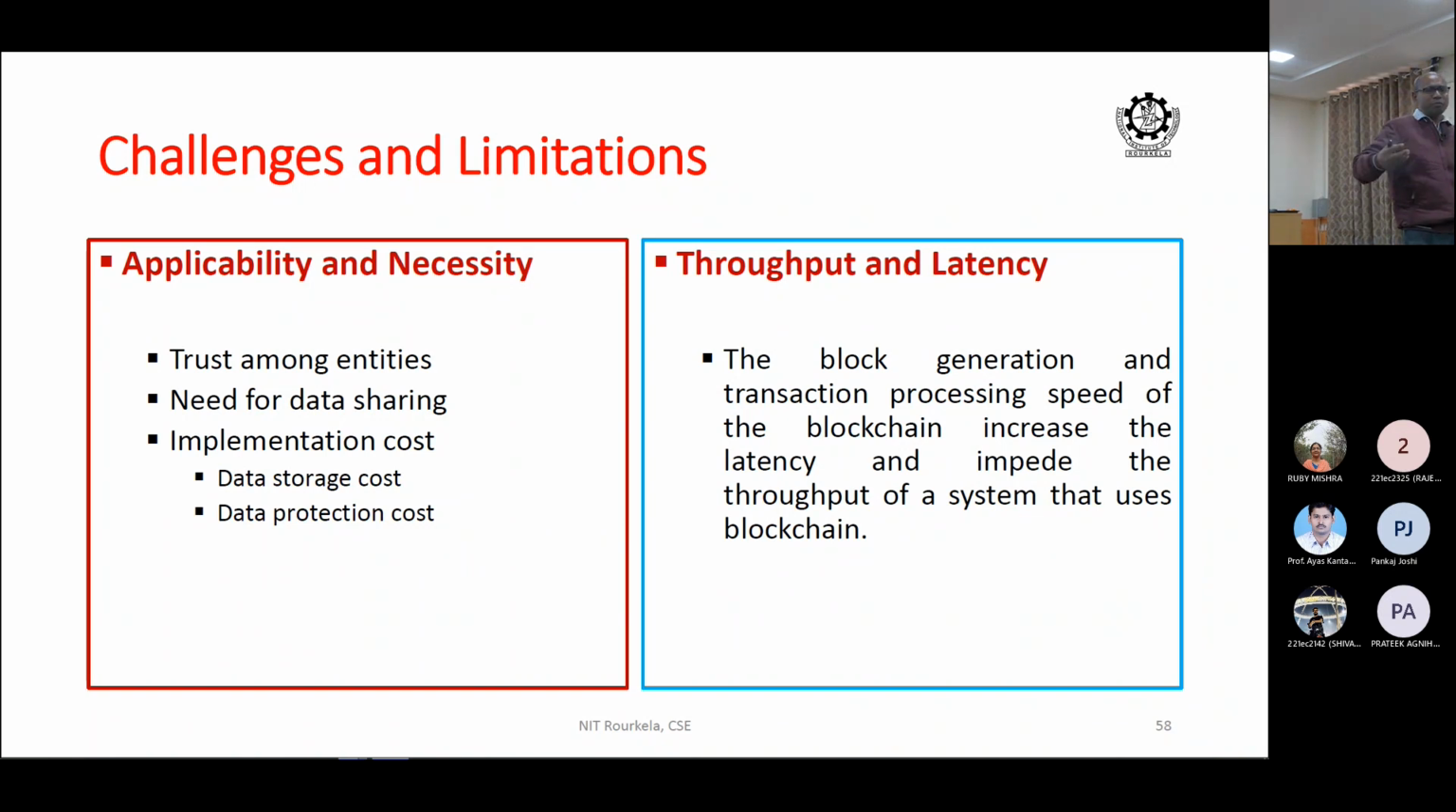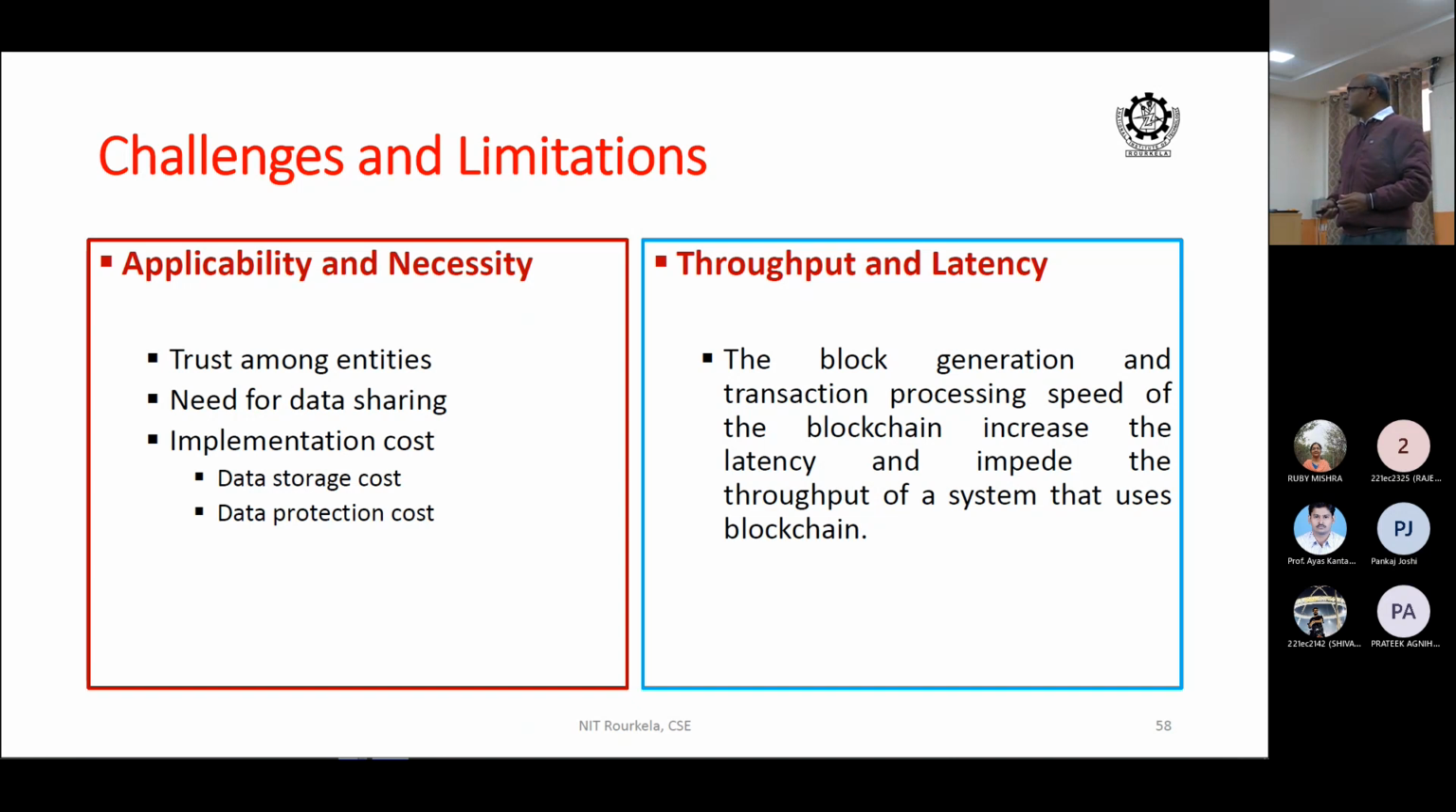Or if the service is acceptable from a trusted central authority. Traditionally the IoT architecture is centralized, and if I am fine with the centralized architecture and I trust it, then I need not go for a blockchain. Blockchain is basically for untrusted entities, not for trusted entities.